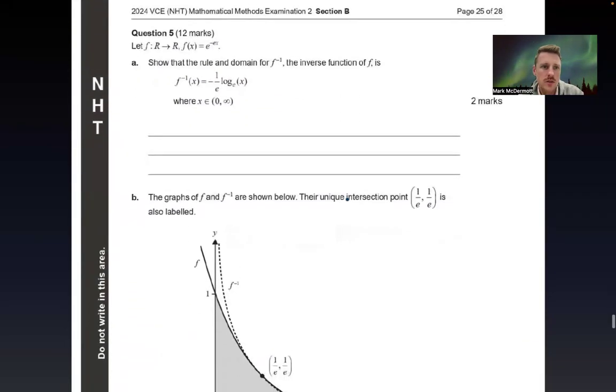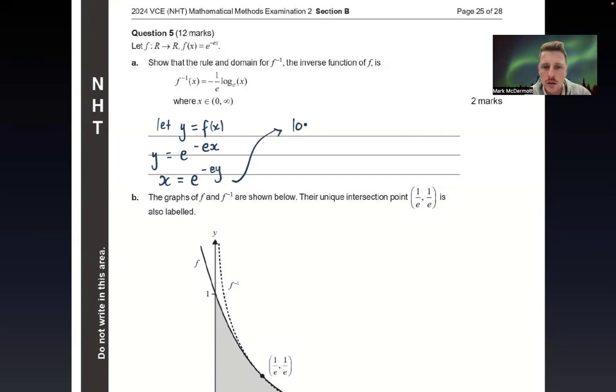Okay, we're almost there. Question 5. Show that the rule and domain for f inverse, the inverse function of f, is that. Okay, show the rule and domain for the inverse function. Okay, so let y equal f of x. So you're going to get y equals e to the negative ex. So x equals e to the negative ey.